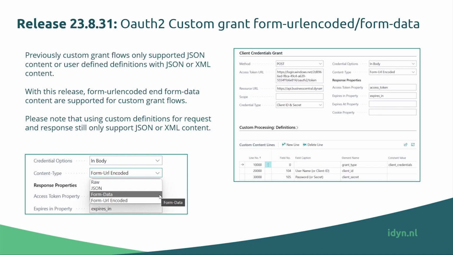Then we have the change in the OAuth2 authorizations for the custom grant flows, which now support form URL encoded and form data content. Please note that this is only available if you use custom content lines instead of the custom definitions. Those will still support JSON and XML. However, if you use custom content lines, the form URL encoded and form data content will also be available.